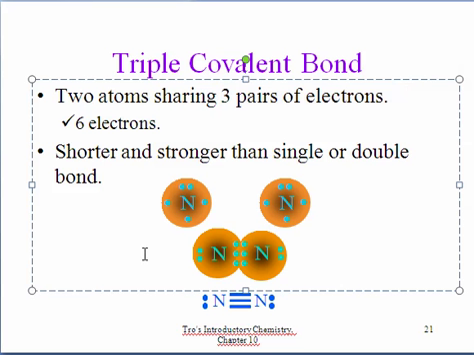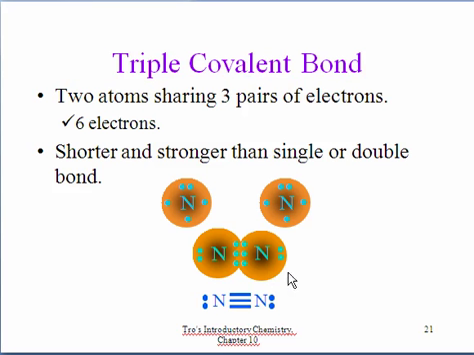And this is shorter and stronger than a single or a double bond. So here we have nitrogen with 5 valence electrons, 3 of them unpaired. When these 3 electrons share with the other 3 electrons from the other nitrogen atom, we have a triple bond, and each nitrogen has a total of 8 electrons around it. 2, 4, 6, 8.